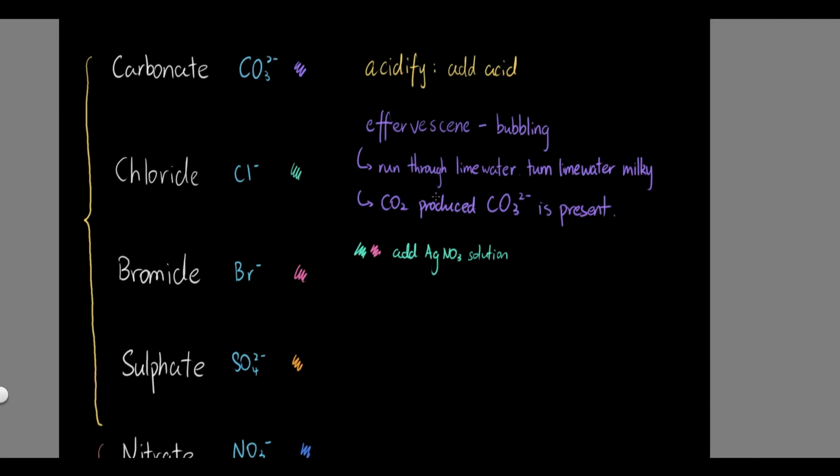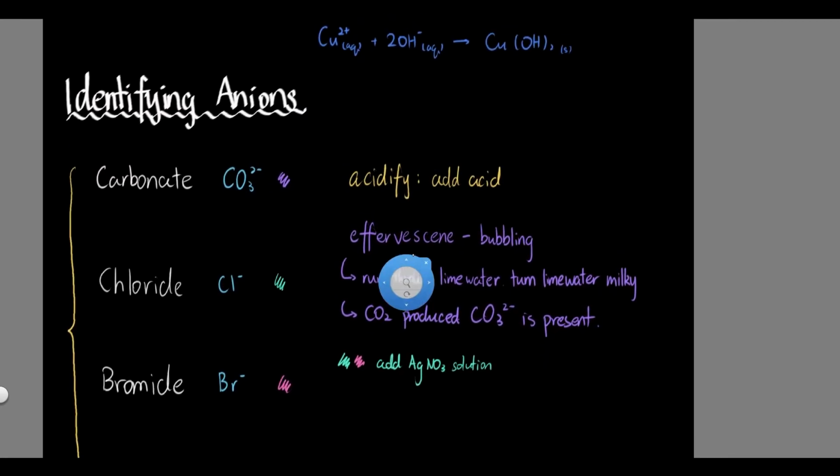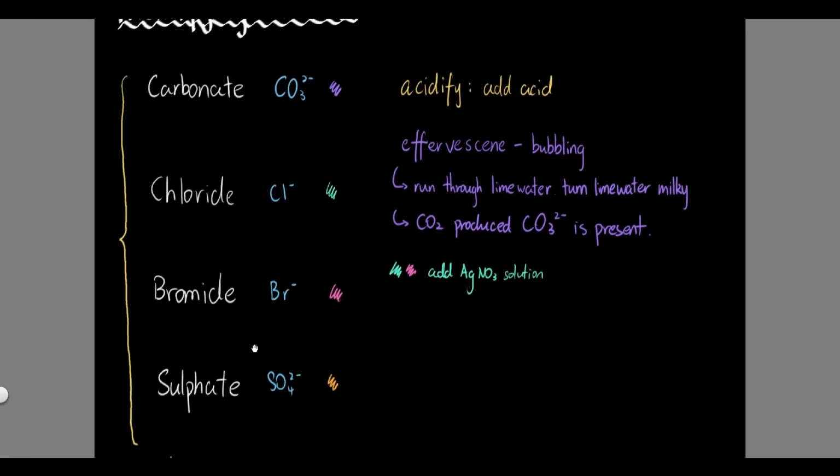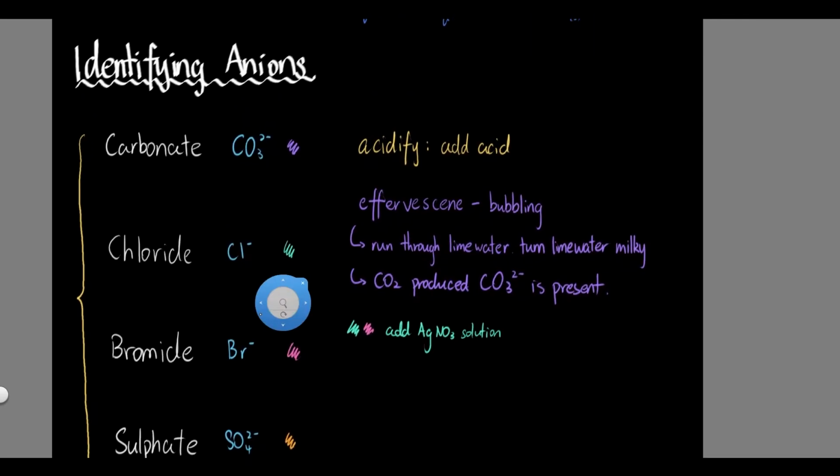Going back to the acidify point. For carbonate, it doesn't really matter which acid you use because it will always give off a hydrogen ion. But for testing for chloride, bromide and sulfate, you have to beware that if you use a different acid, it might give a false positive.